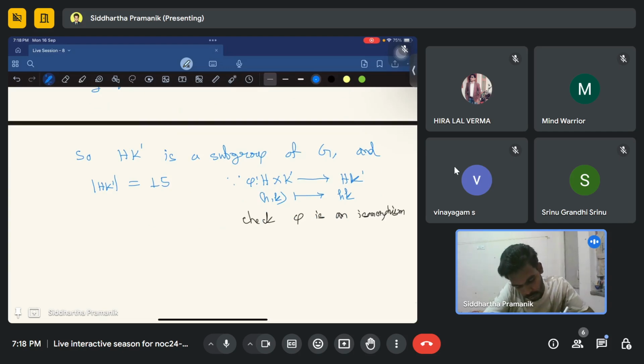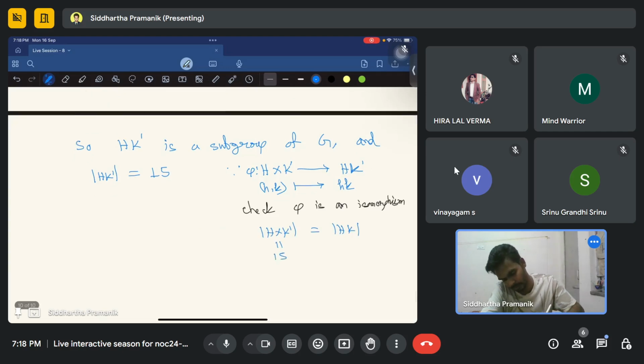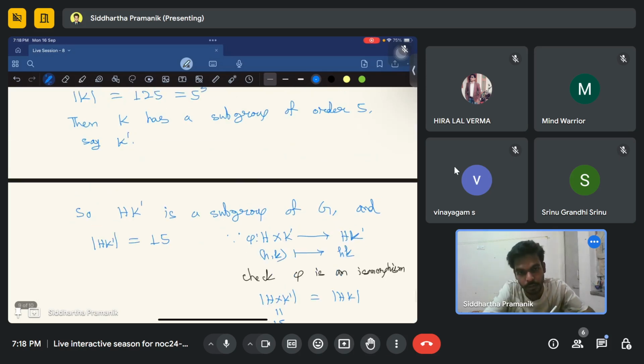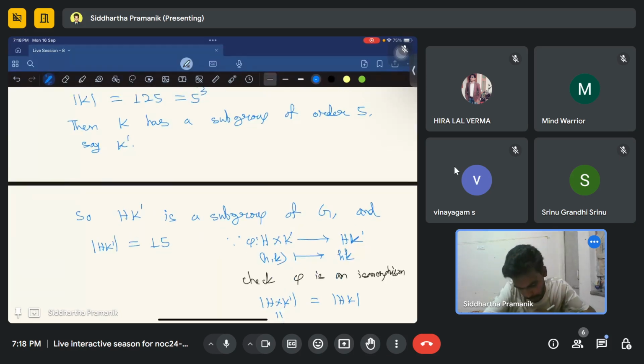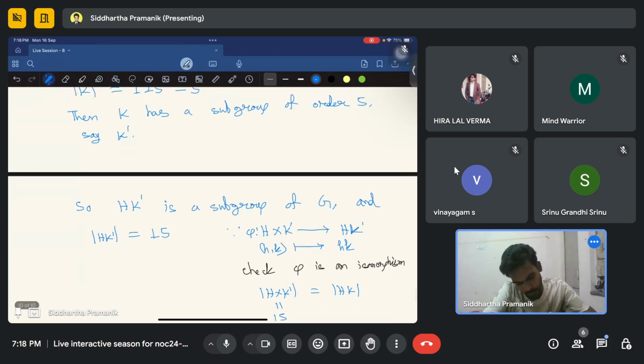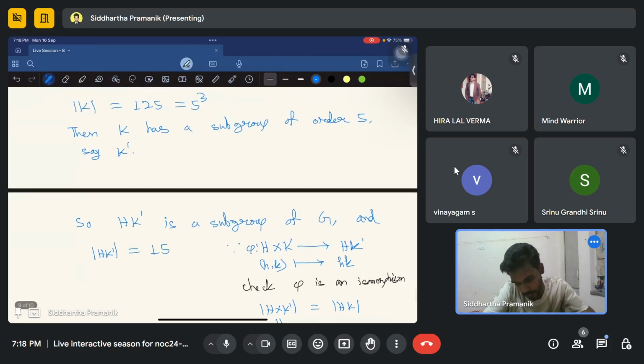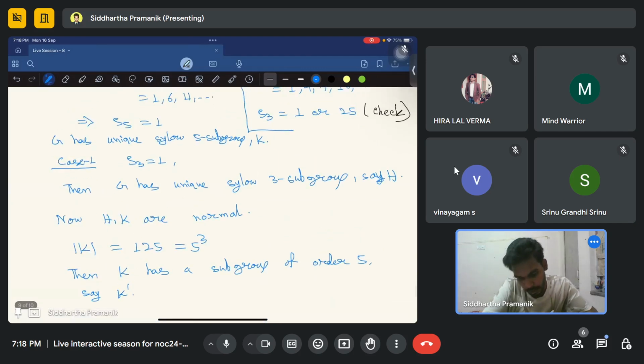So phi is an isomorphism means the order of H cross K prime is the same as the order of HK, and this is equal to 15. So in the first case, we have produced a subgroup of order 15. I hope you have understood this. Let's do the second case.